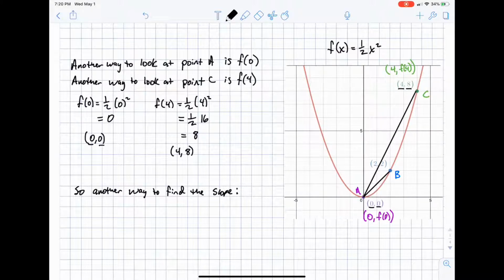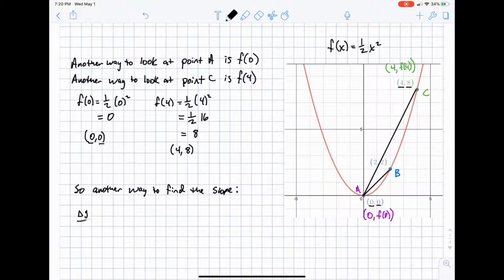So with that idea in mind, now we have another way to look at the slope between point A and point C. So remember that it is the change in y over the change in x. And in this case, how much does the y change? Well, we went from f of 4 to f of 0. And how much did the x value change? It went from 4 minus 0.